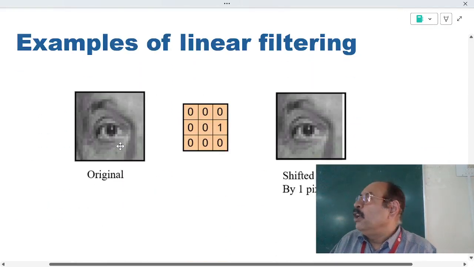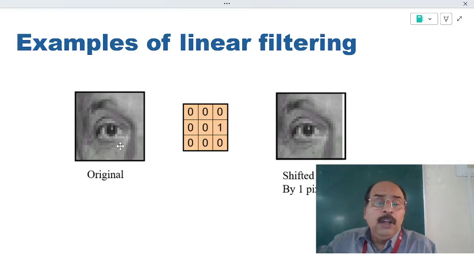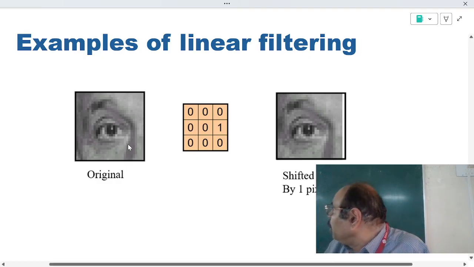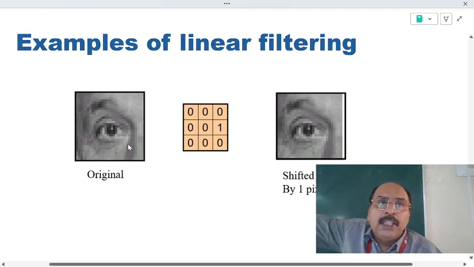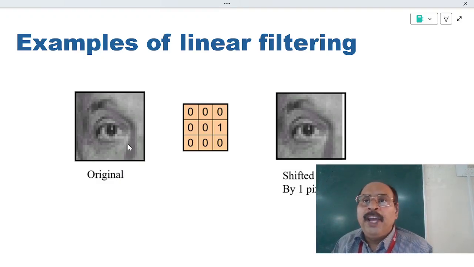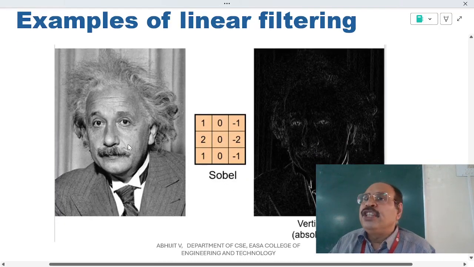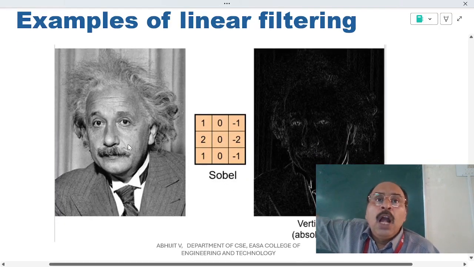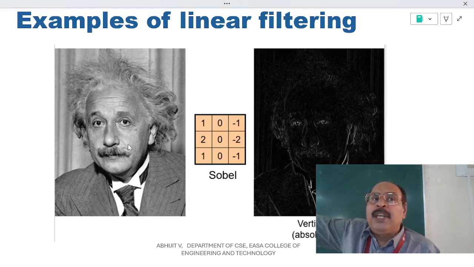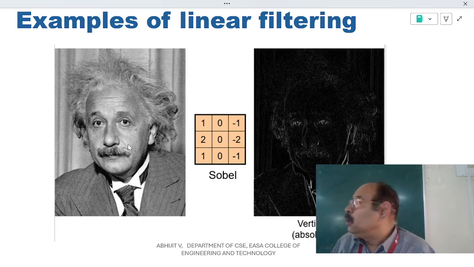Another one, the next one, I have shifted this image by 1 pixel. You can see that the image is getting shifted. This is called the Sobel operation. You will get questions on this. This is called Sobel.